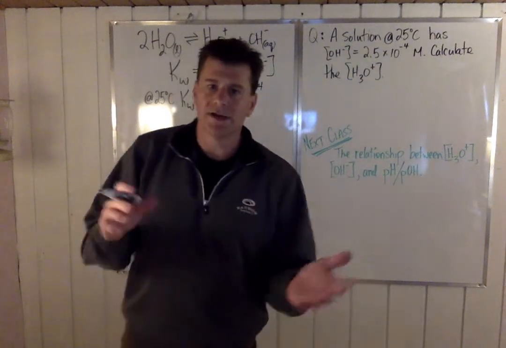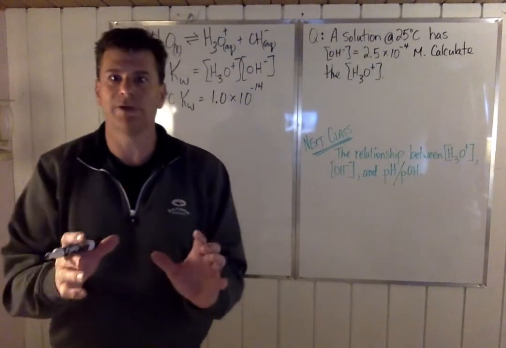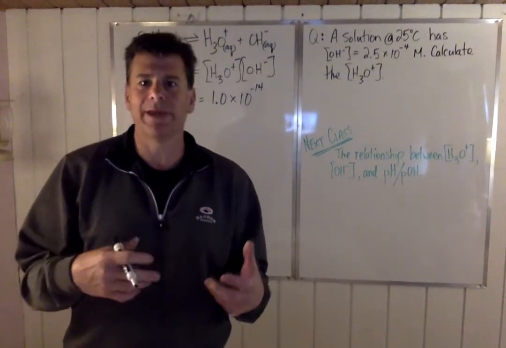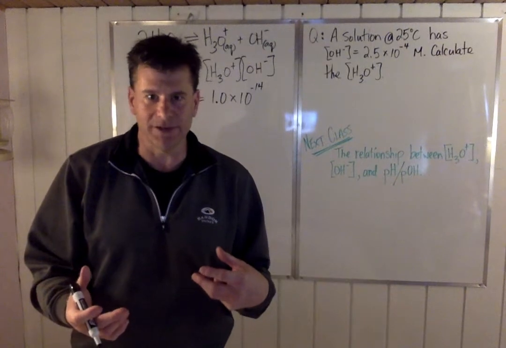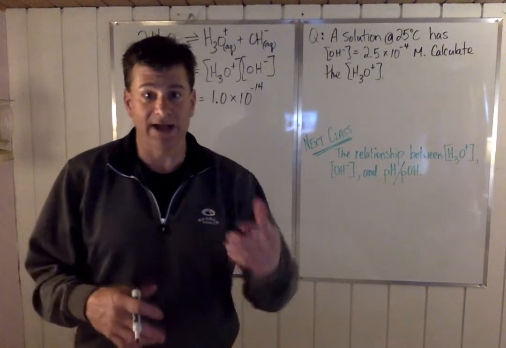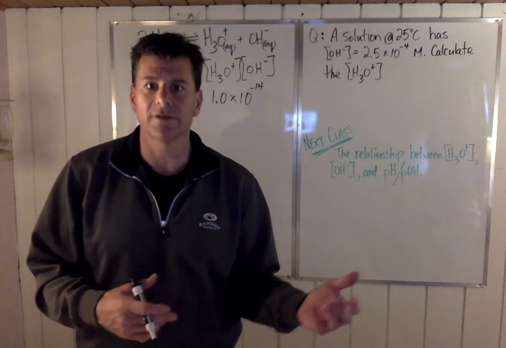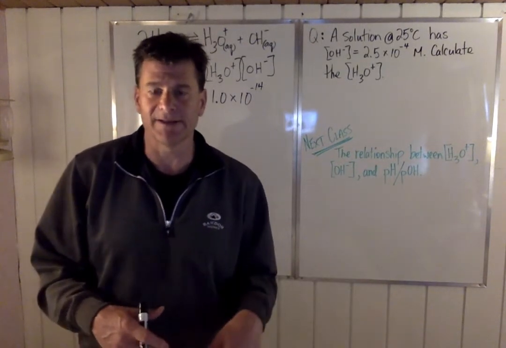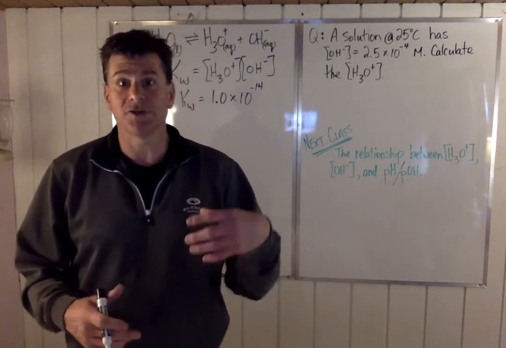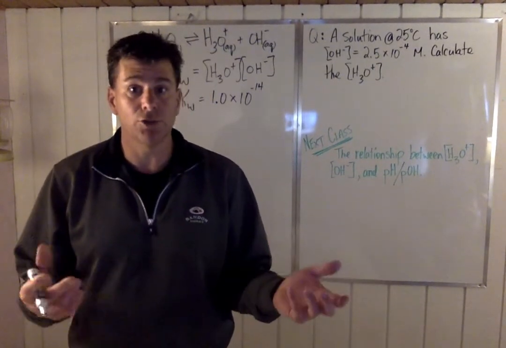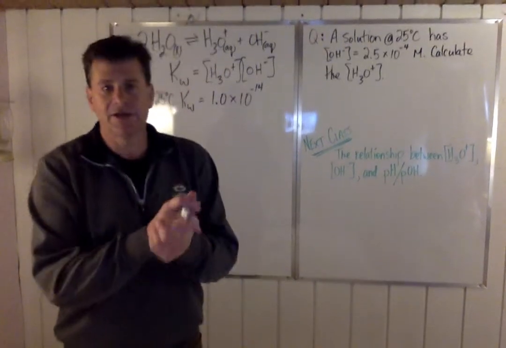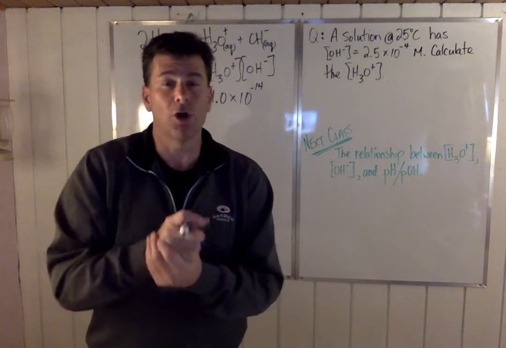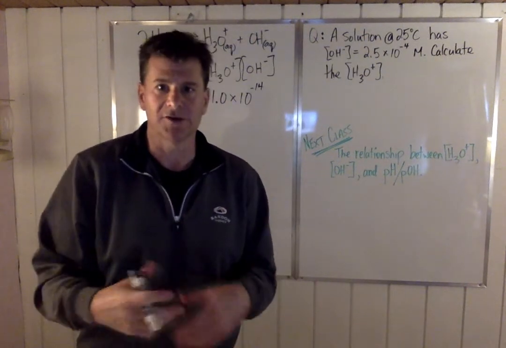Okay, so a solution at 25 degrees, and that at 25 degrees is critical, because if I didn't say at 25 degrees, then you wouldn't be able to use Kw as 1 times 10 to the negative 14. So if it said a solution at 60 degrees Celsius, well, you'd have to look up what the value of Kw is, in a data booklet or something like that. But I'm saying at 25 degrees, so you can use the constant value that you have memorized. It's a solution, so the assumption here is that our solvent is water.